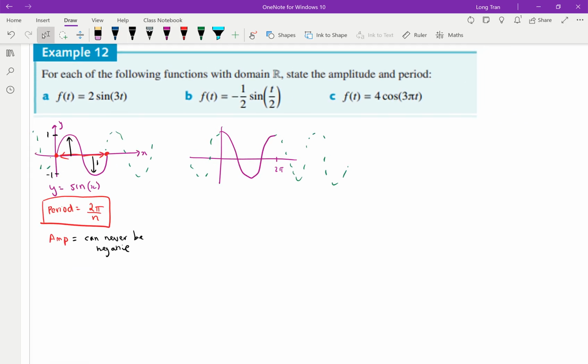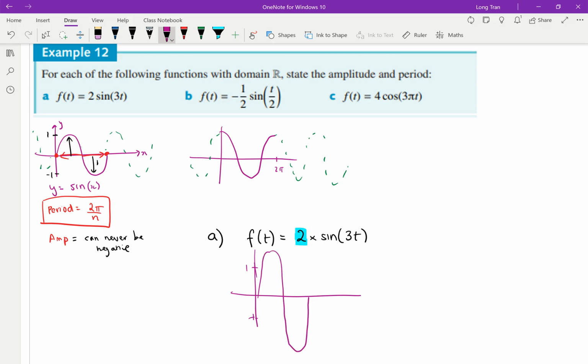So now, let's answer part A. You've got the function equal to 2 times sine of 3t. In class I would have talked about this as being a dilation factor from the x-axis. The graph, which used to have a maximum of 1 and a minimum of negative 1, is now doubled, stretched vertically, so the cycle now goes from negative 2 to 2. That's the amplitude. So the amplitude is determined by this dilation factor, a vertical stretch.